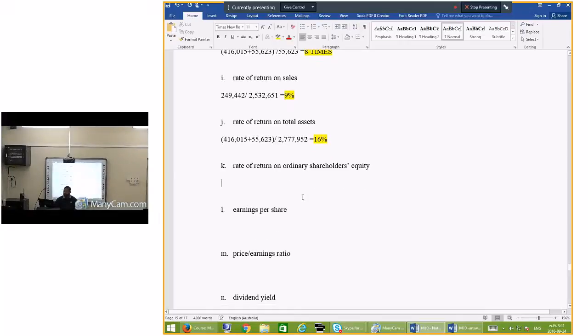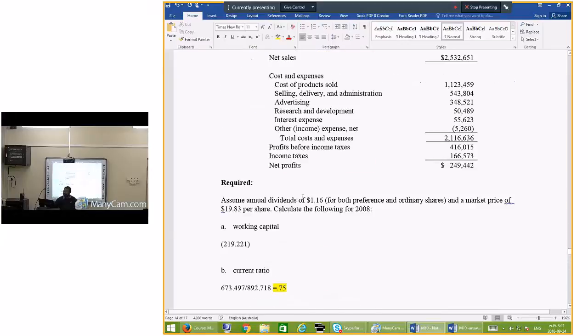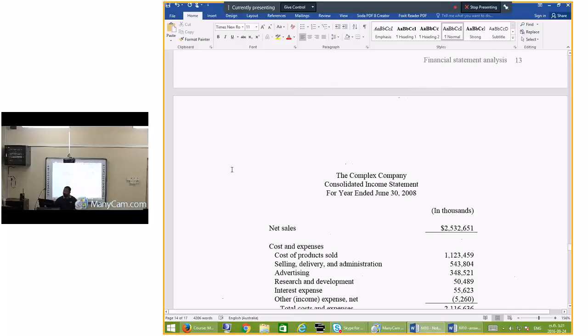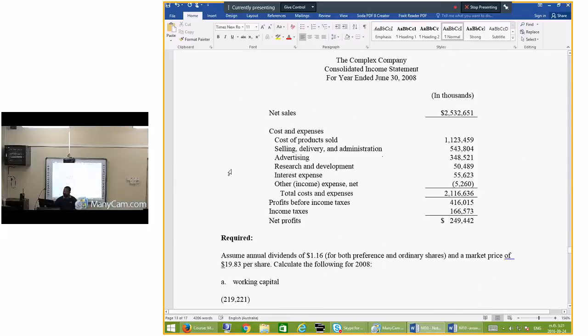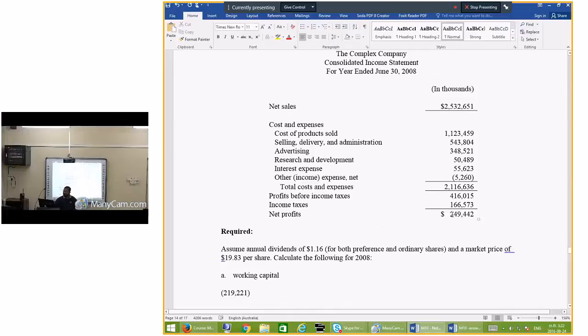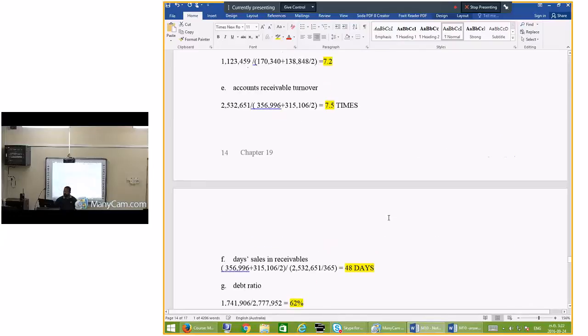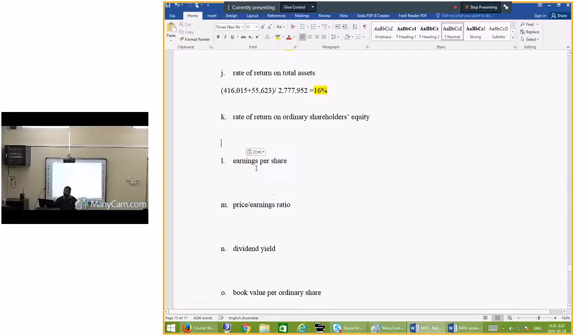The rate of return on ordinary shareholders' equity. Then you have to calculate profit available for ordinary shareholders. Now, profit is 249,442 minus preference dividend.